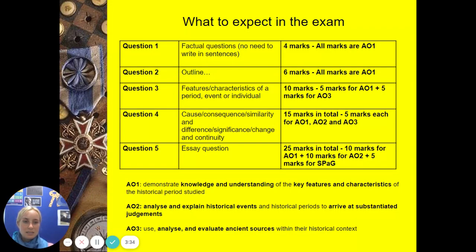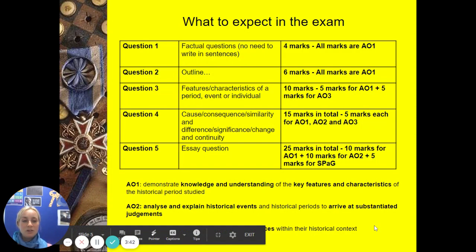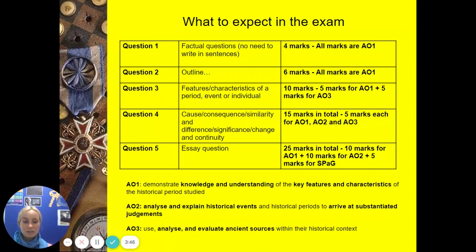So question 3 is a 10-mark question. You have 5 marks for knowledge and understanding, and we have 5 marks for AO3, which is analysing and looking at something in a historical context. We then have question 4, which is testing all of the assessment objectives, looking at a judgment, analysing sources, and demonstrating knowledge and understanding. And then we have the big question, question 5, which is an essay question, which is 25 marks in total.